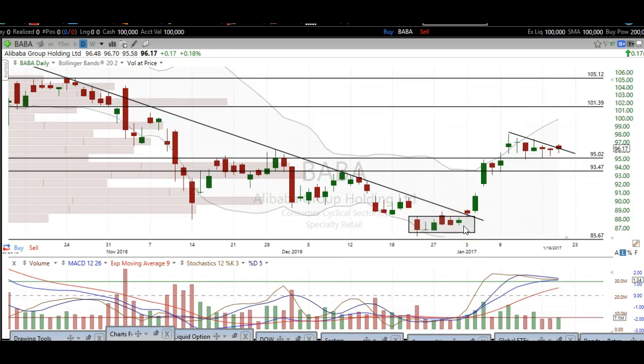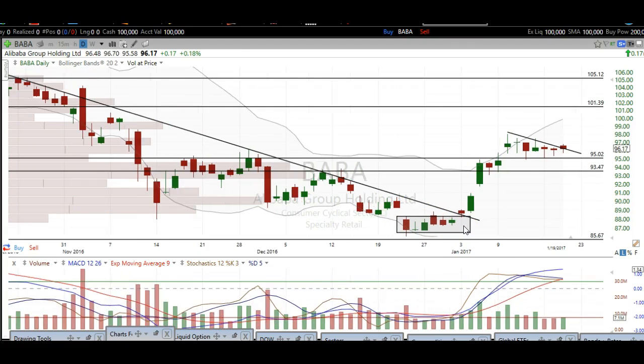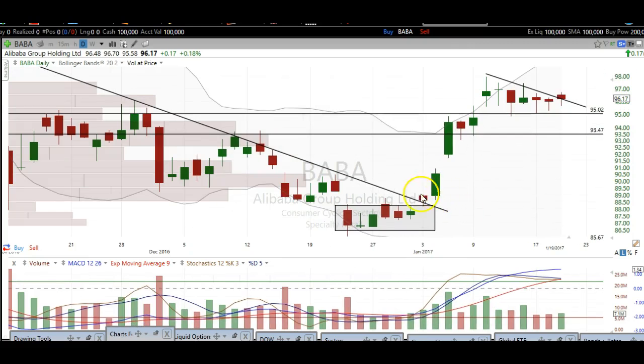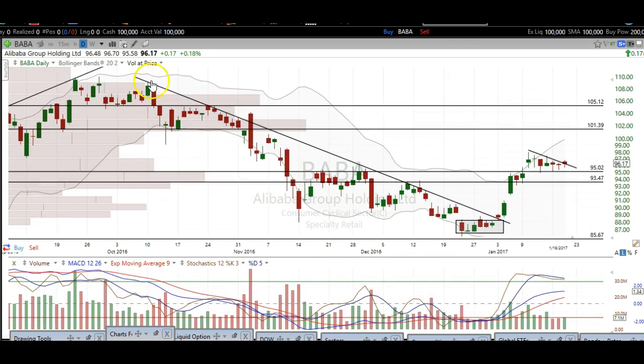And the reason I'm telling you this is not to brag, but so that you can learn from it. The reason we got long here is because we broke out of this little range right here with a gap up, as well as over this downtrend line. You can see how many times we got rejected at this downtrend line right here. Very nice action for Alibaba.